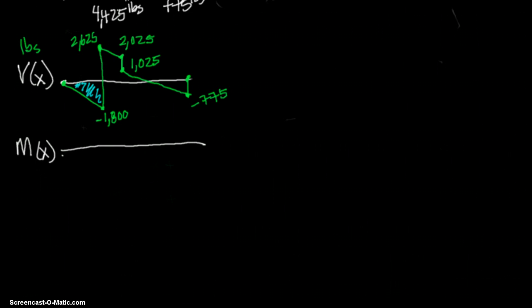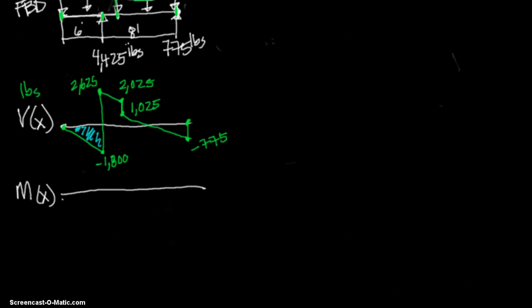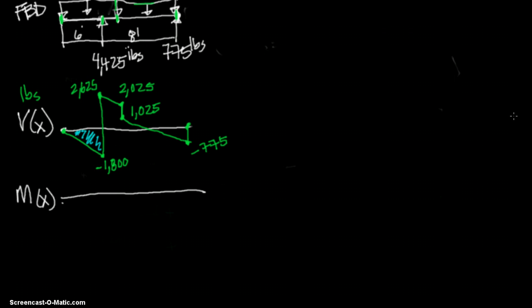1/2 times 1,800 times 6 foot. And it's negative, so you're going to have negative 5,400 foot kips. And we'll just go ahead and write foot kips over here. Everything is going to, oh, it's going to be foot pounds, sorry. This is foot pounds.